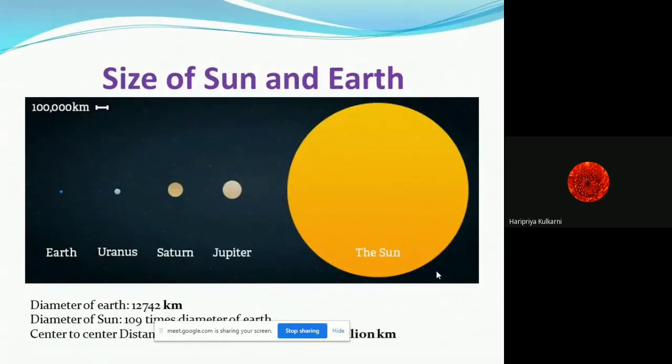Now let us see the sizing of the sun and the earth. As shown in the diagram, this is the sun, which is approximately 109 times greater than the earth's dimension. This is Jupiter, Saturn, Uranus, and this is the Earth. See how small our Earth looks. I just want to give you a view of how big the sun is.